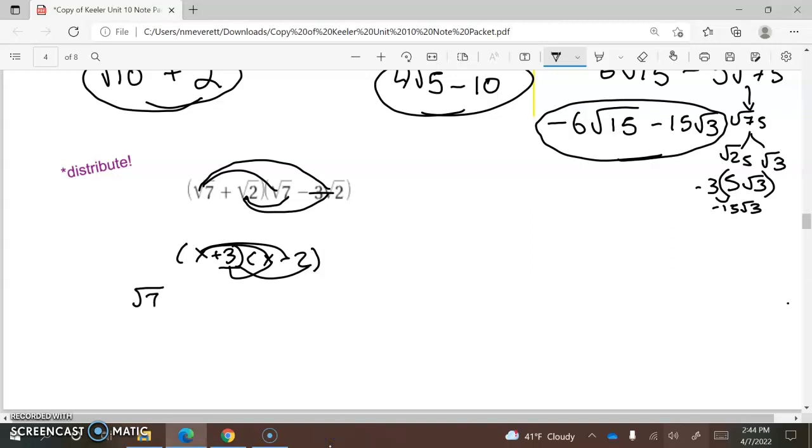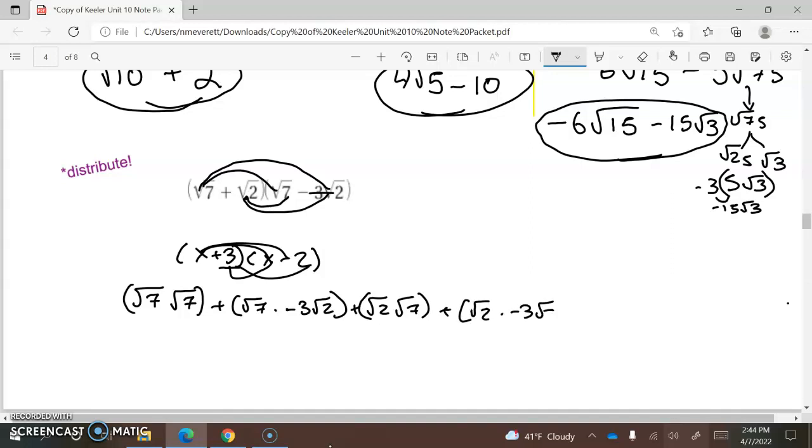So, first off, we start with square root of 7 times square root of 7. And then we're going to have plus square root of 7 times negative 3 square root of 2. Plus square root of 2 times square root of 7. Plus square root of 2 times negative 3 square root of 2. Alright?